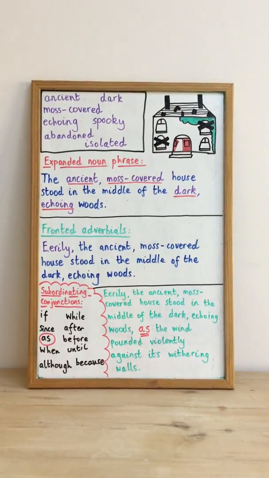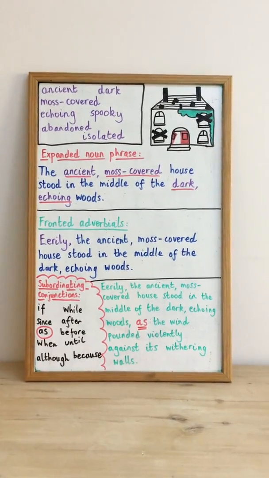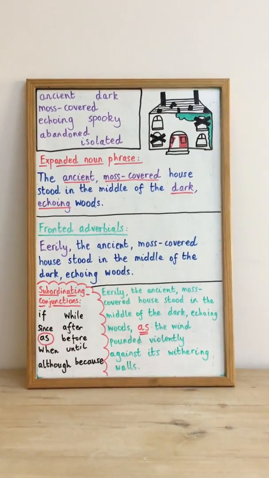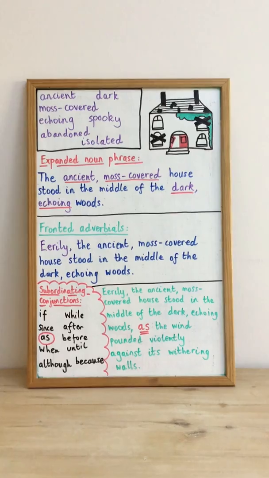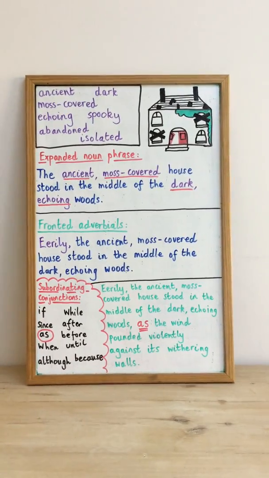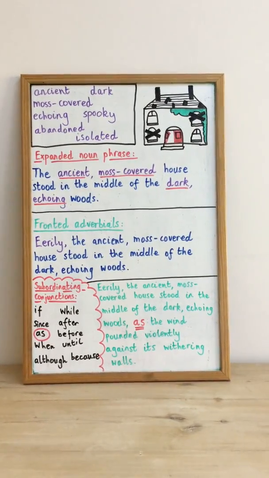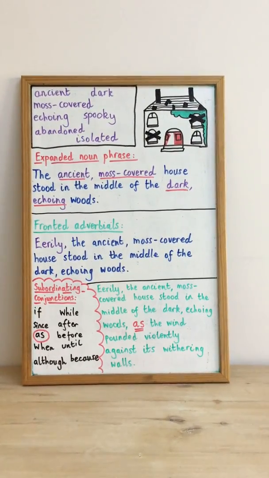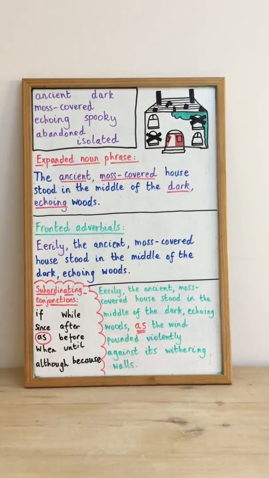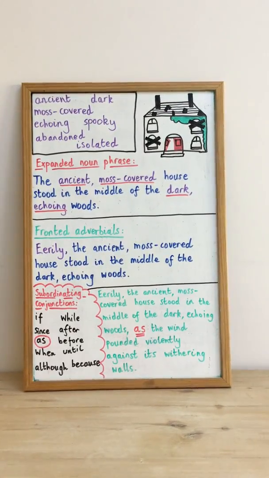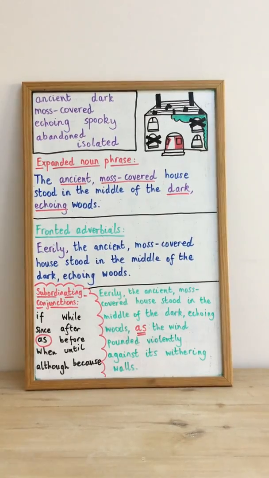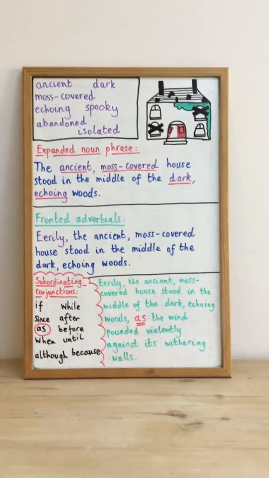I've chosen to use the subordinating conjunction as. So now that I've added in my subordinating conjunction, my full sentence with expanded noun phrases, fronted adverbials, and a subordinating conjunction reads like this: eerily, the ancient, moss-covered house stood in the middle of the dark, echoing woods as the wind pounded violently against its withering walls.